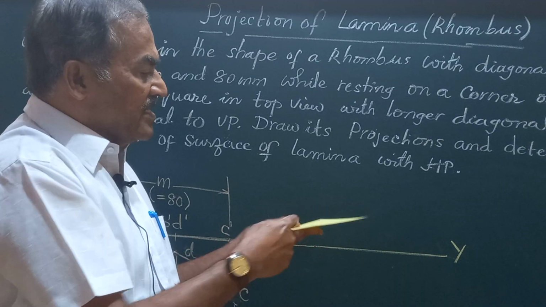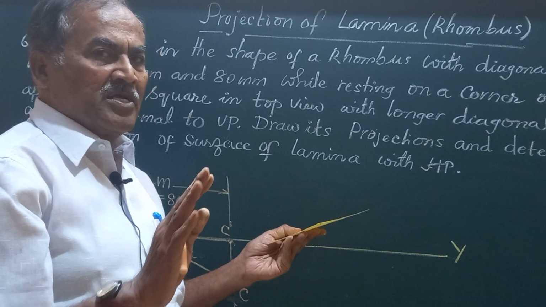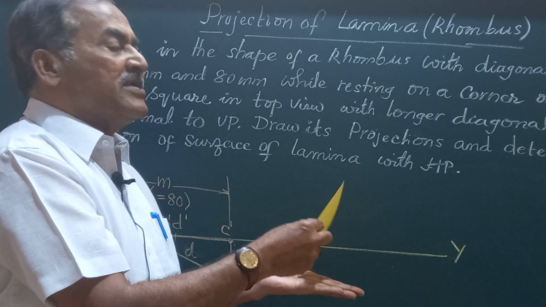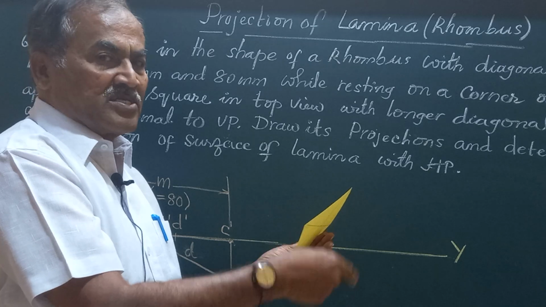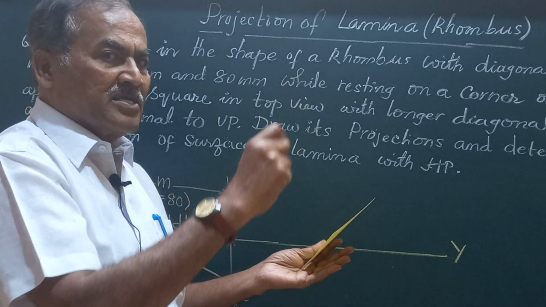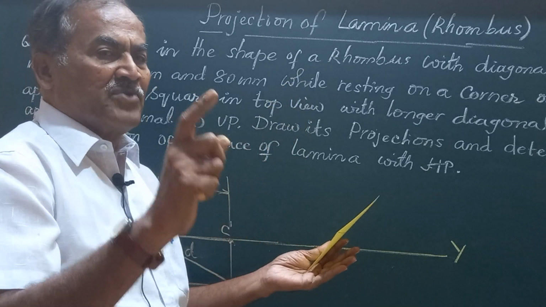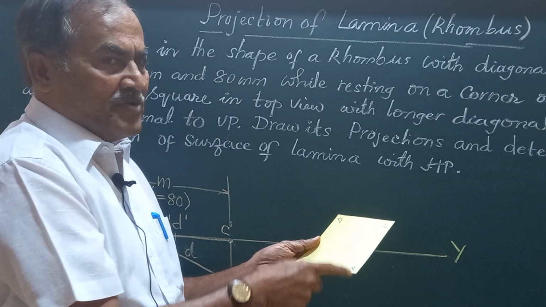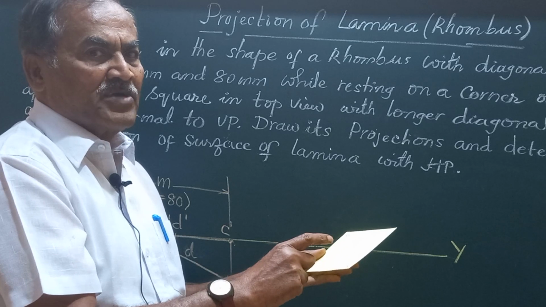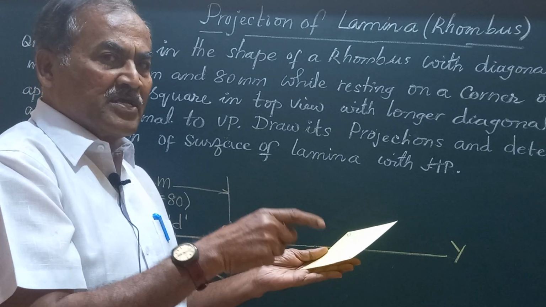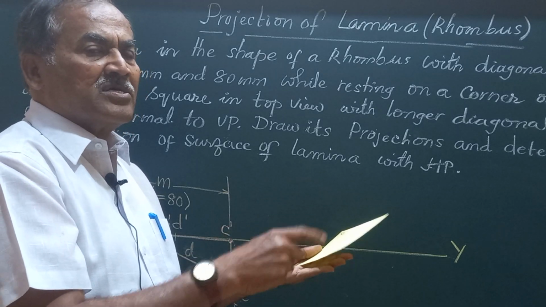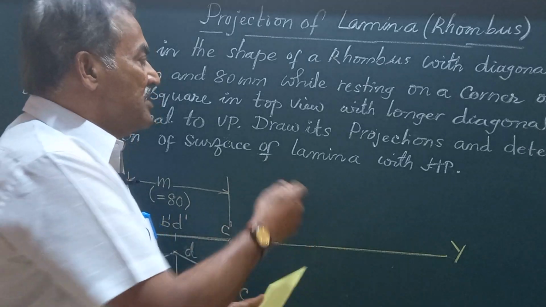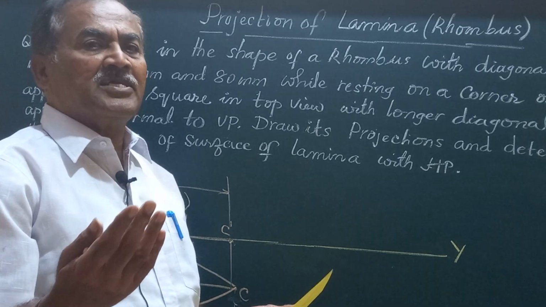The shorter diagonal is perpendicular to VP. It will never change in its length. Whereas the longer diagonal, depending on the inclination the surface is making with HP, keeps on decreasing. And at a particular value of theta, this AC becomes equal to BD. That is, both the diagonals will become equal or appear to be equal, in which case the top view becomes a square. And very obviously he has given it has to appear as a square in the top view.